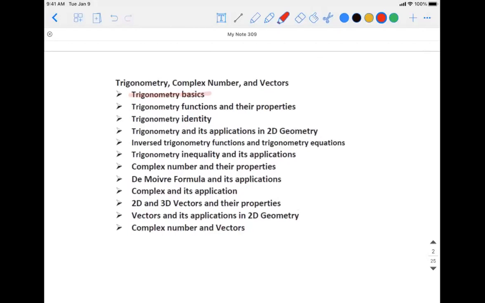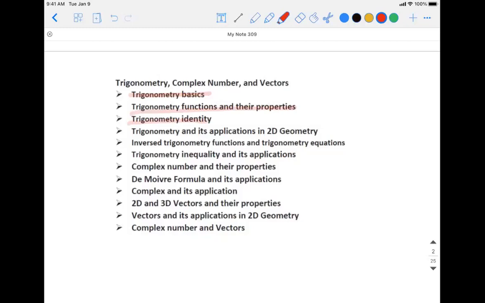So today, the first topic, we're gonna talk about trigonometry basics, kind of like the definitions. With those definitions, we will be able to introduce trigonometry functions and their properties. In our previous lectures, especially in our functions and advanced functions lectures, we introduced so many tools and methodologies to evaluate a function. Regardless of whether it's a trigonometry function or a logarithm function, they can be evaluated with all those tools. We're gonna use exactly the same tools to help us evaluate trigonometry functions.